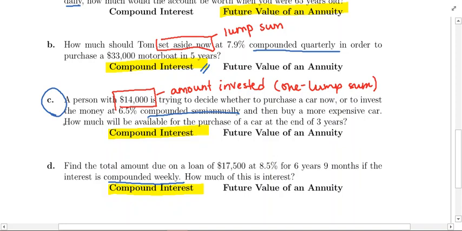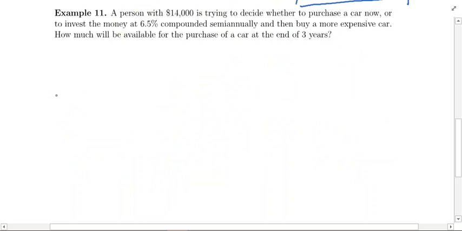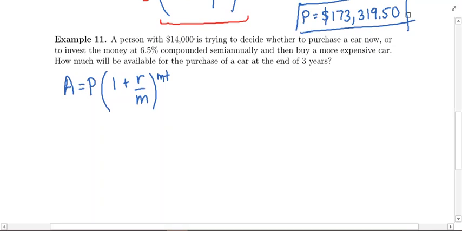This was example 5C. We labeled this as a compound interest problem because of this whole notion of one lump sum. If the person is going to save up for a slightly more expensive car, they would be investing this one lump sum of $14,000 into their savings account and letting it grow into a larger amount. That's why we labeled this as a compound interest problem. To work this problem, we are going to use our compound interest formula. And I'll remind you for your notes that this was one lump sum.